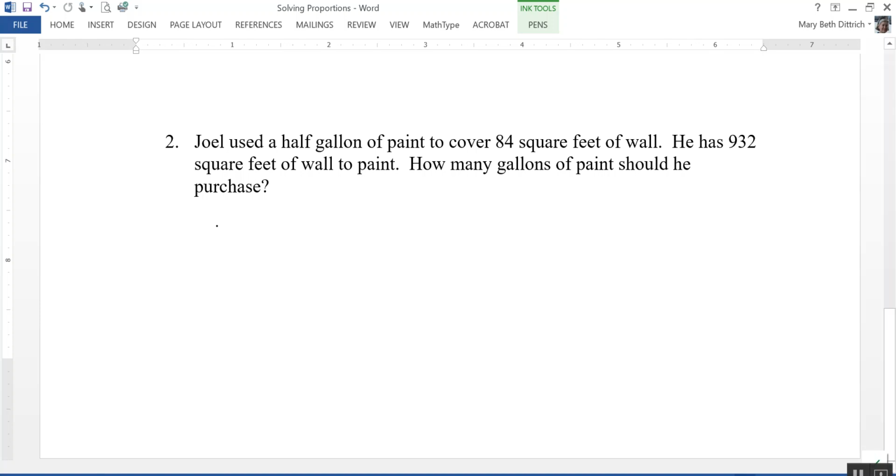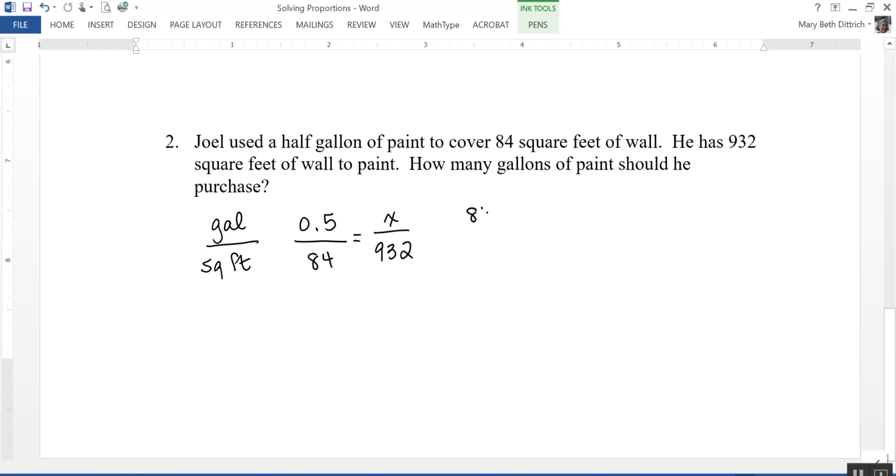We know that he used a certain number of gallons to cover a certain number of square feet. So I'm going to write my proportion in terms of gallons over square feet. So we know that he used half a gallon to paint 84 square feet, and we're asked to find how many gallons of paint he needs to paint 932 square feet of wall. So gallons over square feet equals gallons over square feet. Now that I have my proportion set up, I can solve this using cross products.